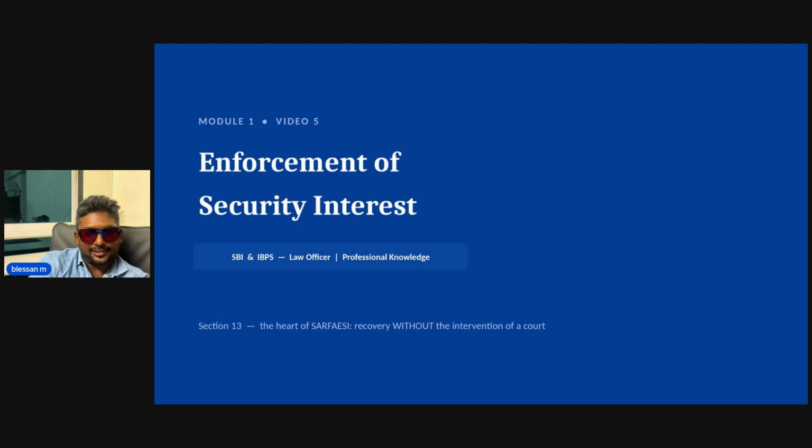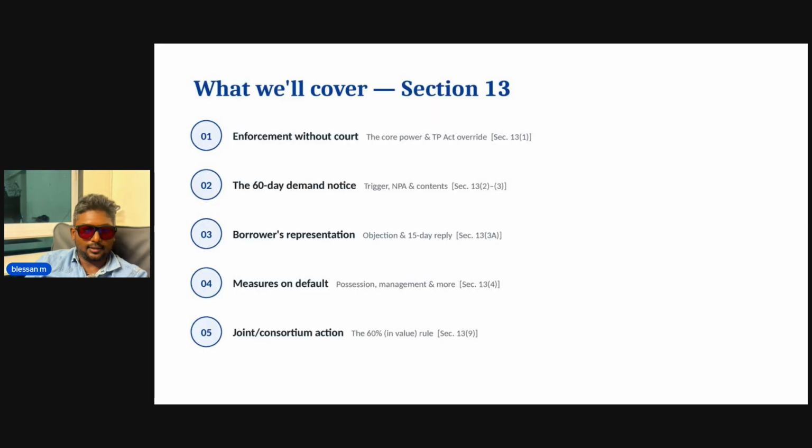Like I said, the SARFAESI Act is an act which gives the bankers and financial institutions unbridled power to enforce the security, that is a mortgage or hypothecation, without the intervention of the courts. So all these are in this particular section, that is section 13. So let's look into it.